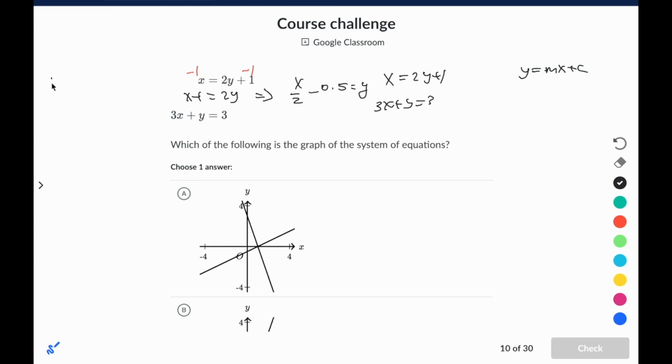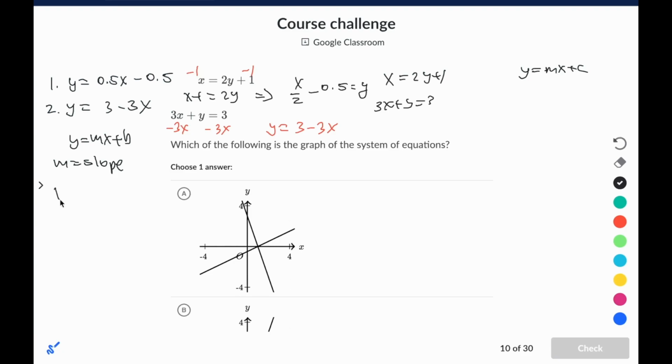So the first equation is y equals 0.5x minus 0.5. And let's look at the second equation. In the second equation, we can take x to the other side, so we can subtract 3x, and this would give us y equals 3 minus 3x, and this works, yeah. So the second equation is y equals 3 minus 3x, and both are in the format mx plus b, where m is the slope and b is the y-intercept.